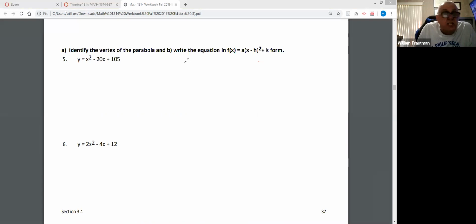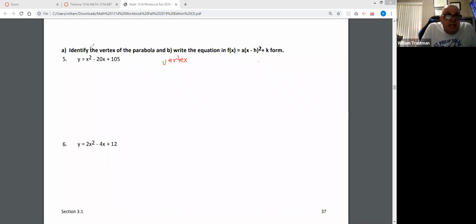Okay, identify the vertex. And then it says write the equation in this form. I'm looking at the test real quick also on this one. This one just says identify the vertex, or graph this function, that's fine. Okay, so we're going to identify the vertex first. If you're going to graph it, you have to find the vertex.